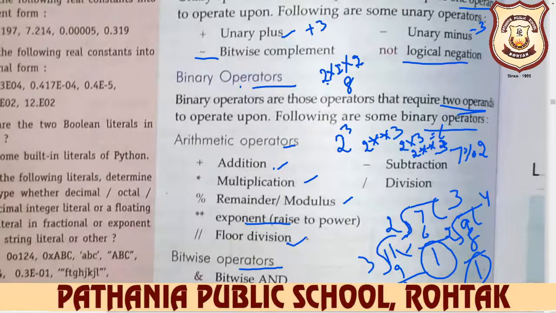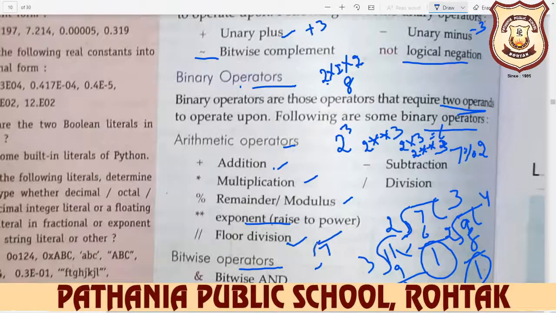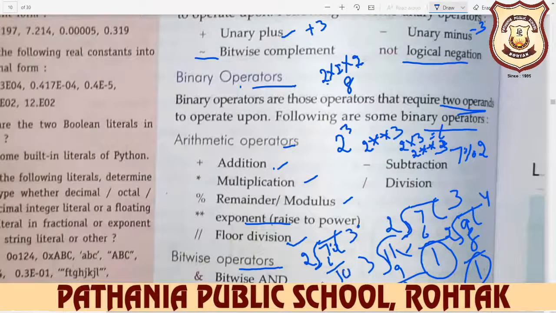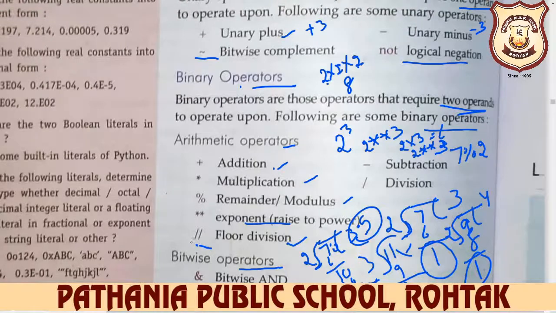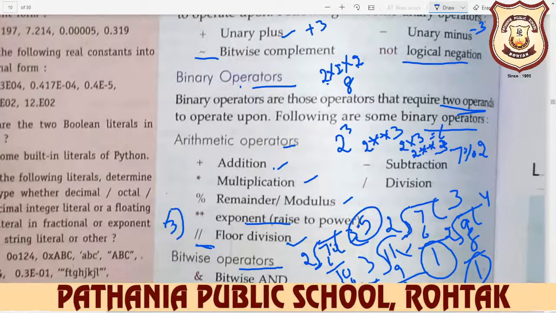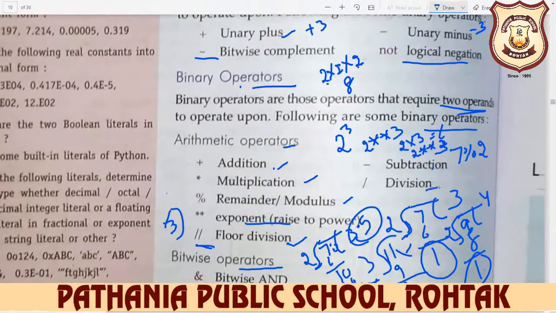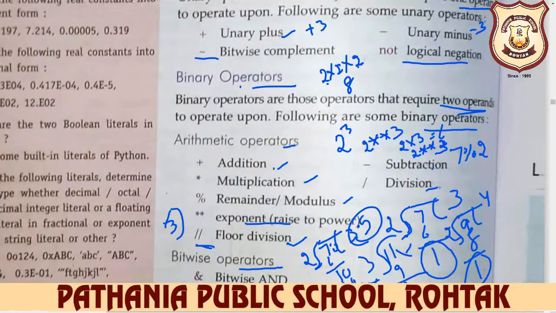This is your floor division. When we divide 7 by 2, 2 threes are 6, remainder 1. Now you put a point here, add a 0, and 2 fives are 10. So your answer is 3.5. But when you write the floor division symbol, your answer is only 3. It displays only the integer value. This means floor division. And subtraction and division are simple, like in math.